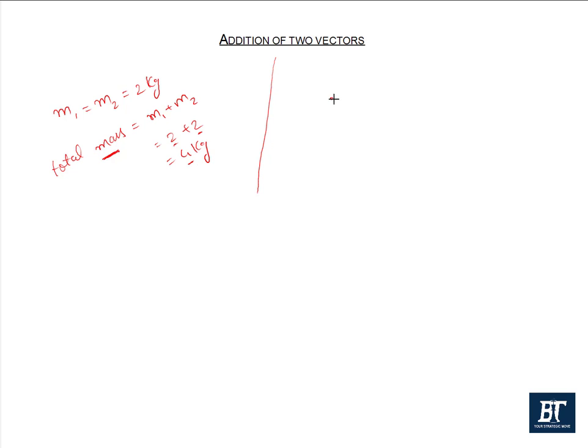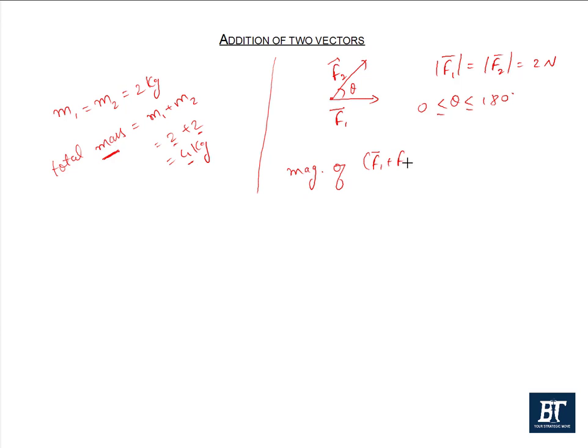But the interesting thing is, when we add two vectors, let's say we have two force vectors and the magnitude of each of them is equal to 2 Newton and the angle between them is theta, where theta could be anything between 0 to 180 degrees. So in this case, the magnitude of their vector resultant, the magnitude of their vector addition, could be anything between 0 to 4 Newton.